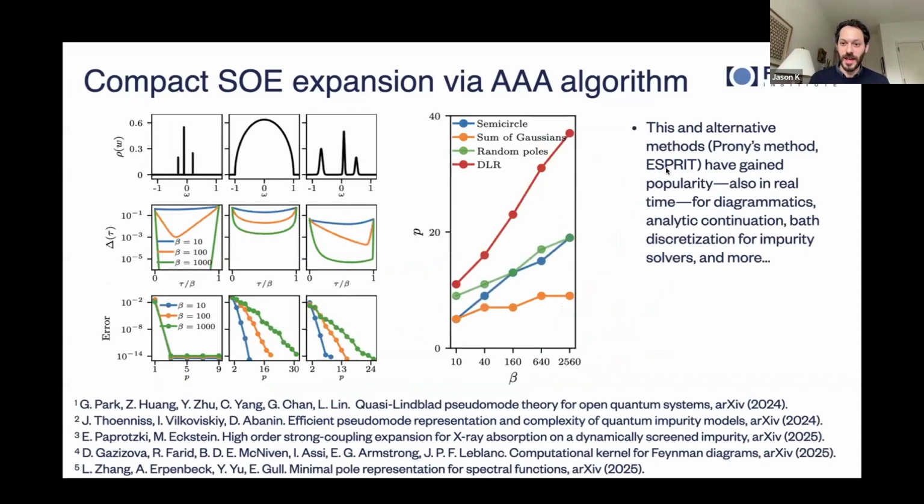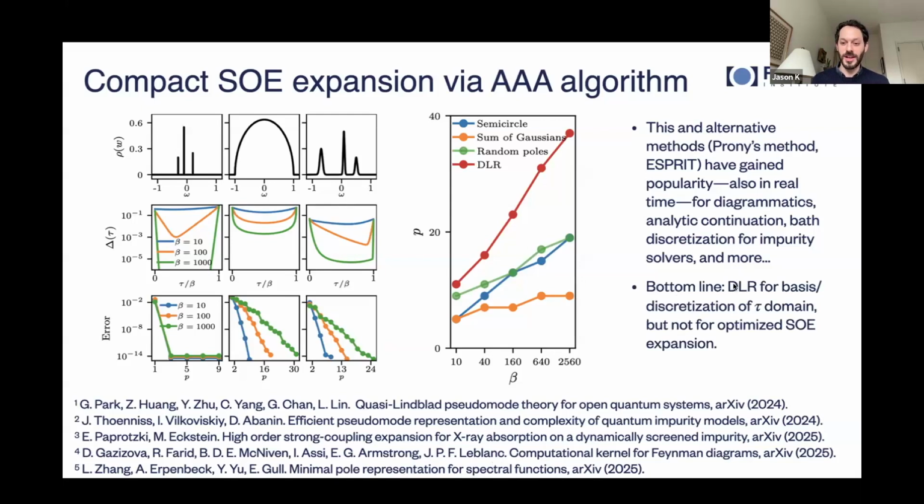And I just wanted to mention that there are alternative methods to do this kind of thing, like Prony's method, ESPRIT. And there are a bunch of references. I'm sure I haven't gotten them all. Notice these are all 2024 and 2025, where people have used this technology also in real-time calculations to do diagrammatics, analytic continuation, bath discretization for impurity solvers of a variety of different flavors, and more. And there was actually a new method introduced, I think, a few days ago in this paper out of Emmanuel Cole's group.